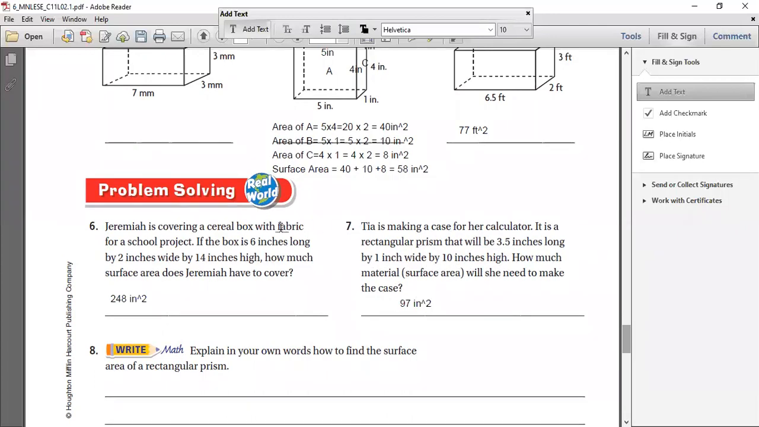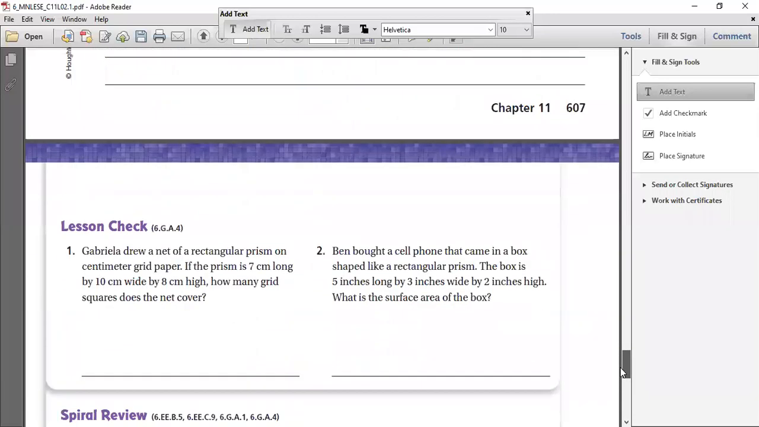Okay, so you will follow the same steps. That's why I'm not repeating. You have to do the same steps, only the measurements will change. So you will have to multiply 3.5 by 1 and then multiply by 2, then 10 by 3.5 and then multiply by 2, and then 1 by 10 and multiply by 2. You will get the answer as 97 square inches.